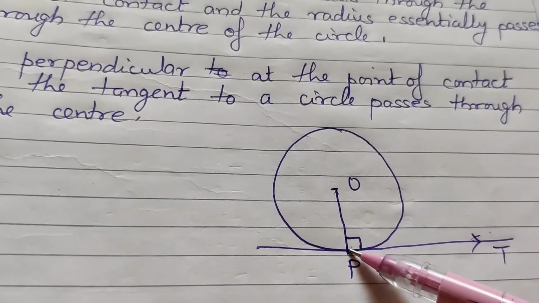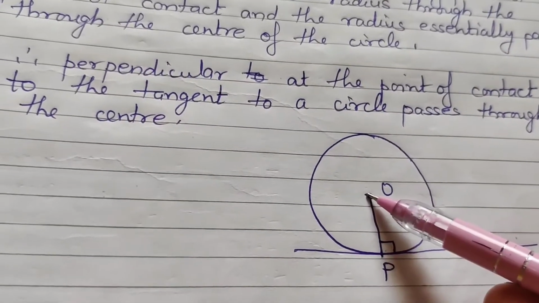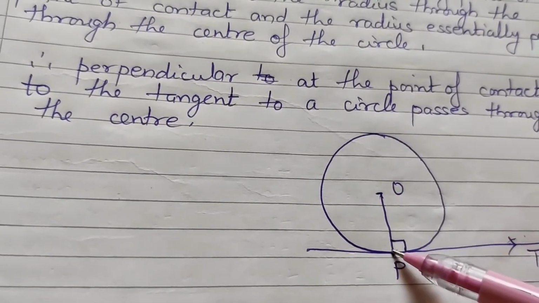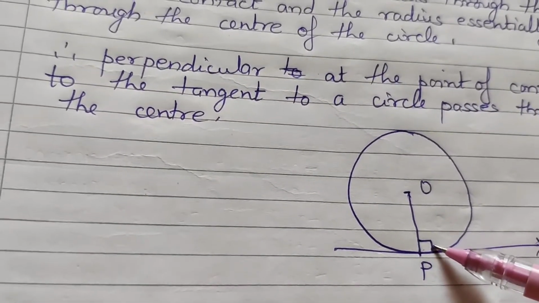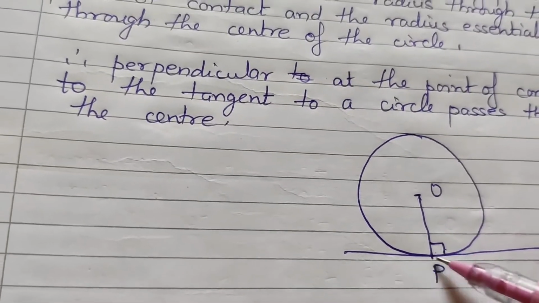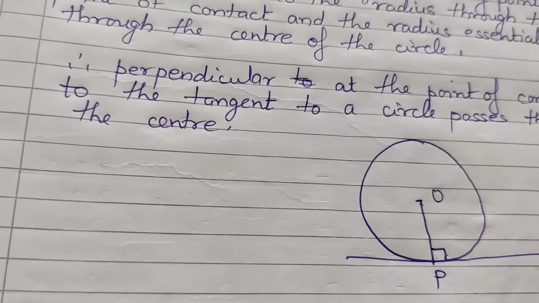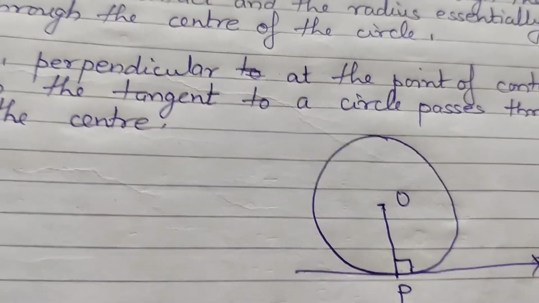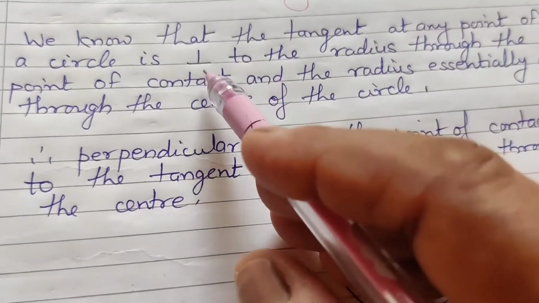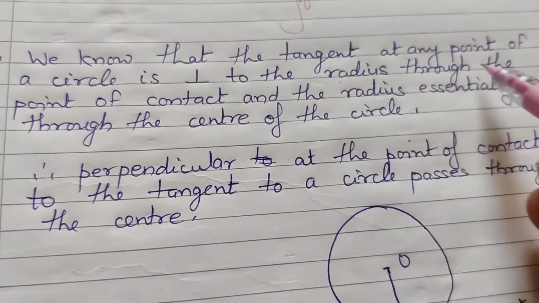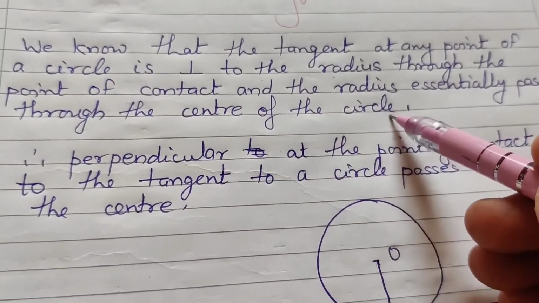P is the point of contact and PT is a tangent. O is the center. The perpendicular at the point of contact means angle OPT equals 90 degrees. We have to prove that OP is perpendicular to PT. We know that OP is perpendicular to PT. Therefore, the tangent at any point of a circle is perpendicular to the radius through the point of contact, and the radius essentially passes through the center of the circle.